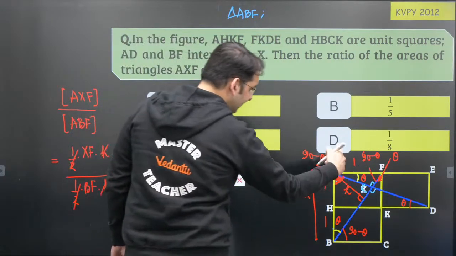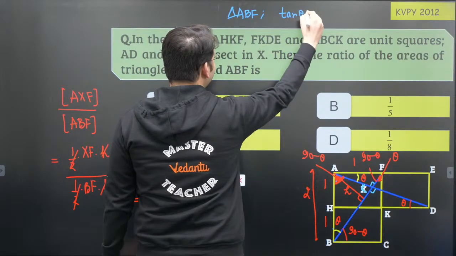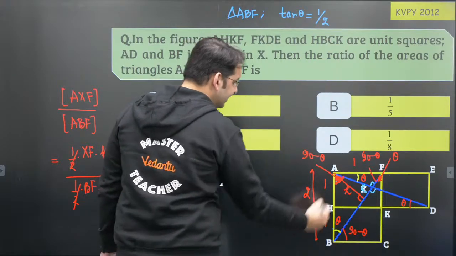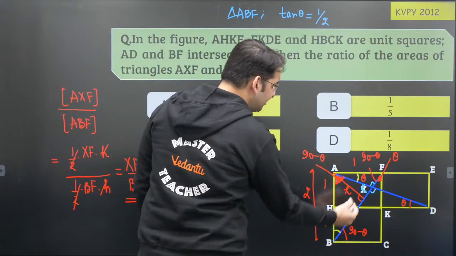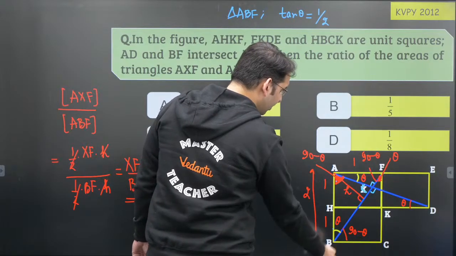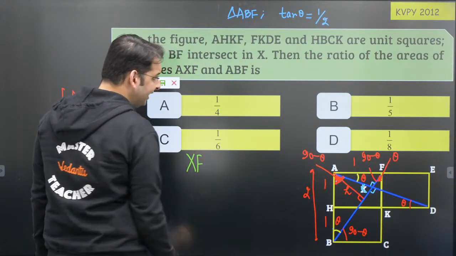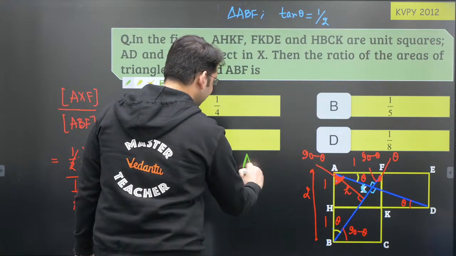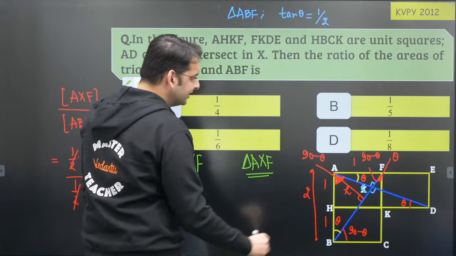if we talk about triangle ABF, can I say tan theta is 1 upon 2? Tan theta is 1 upon 2. So अगर tan theta आ गया बच्चों, हमें XF भी पता लग जाएगा और BF भी पता लग जाएगा। Can we find XF? XF कैसे आएगा? XF आएगा triangle AXF से। कैसे?